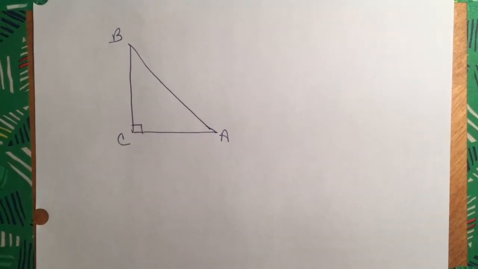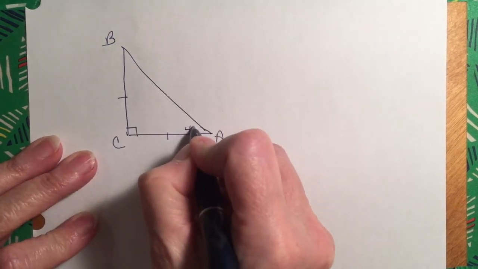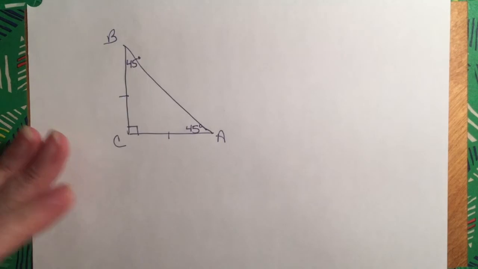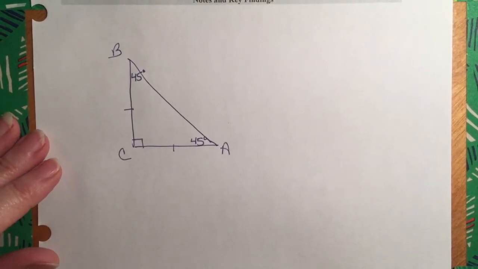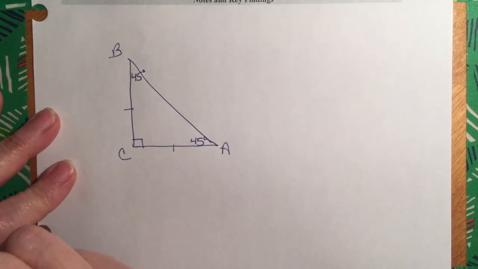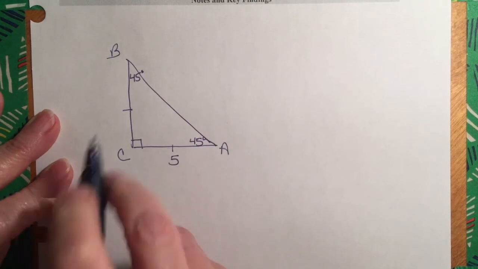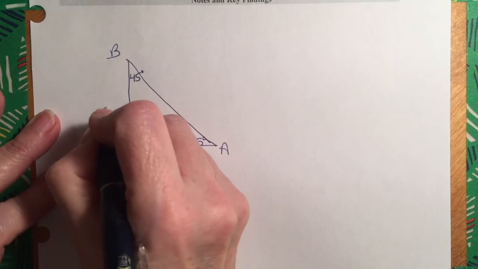Okay, what if this was an isosceles triangle, and what if these were both 45-degree angles? All right, so those angle measurements were the same number, 45 and 45. Okay, so let's say, I'm making up these numbers now, so let's say this side length was 5. Then this side length would also be 5, right? Because this is an isosceles triangle.